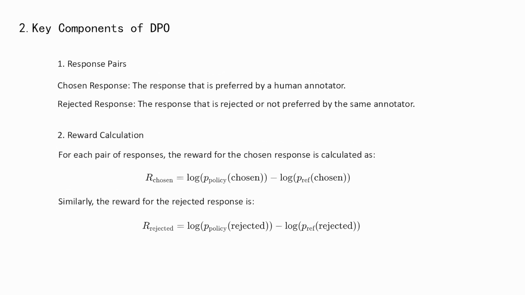2. Reward calculation. DPO uses a reward function based on the log probabilities of the policy and reference models. For each pair of responses, the reward for the chosen response is calculated as follows. Similarly, the reward for the rejected response is as follows. Here, P-policy is the probability of the response according to the policy model. P-ref is the probability of the response according to the reference model.